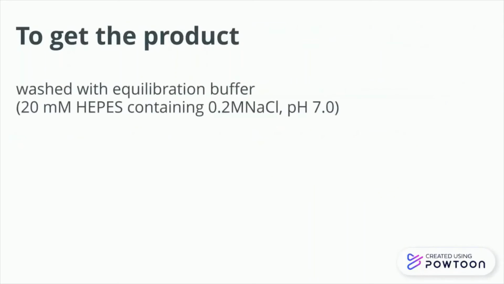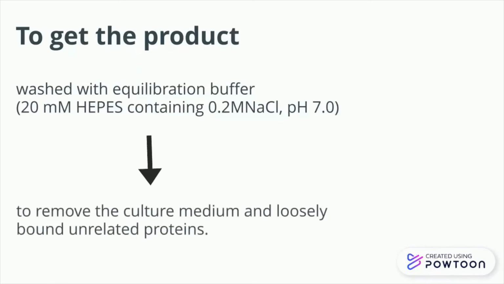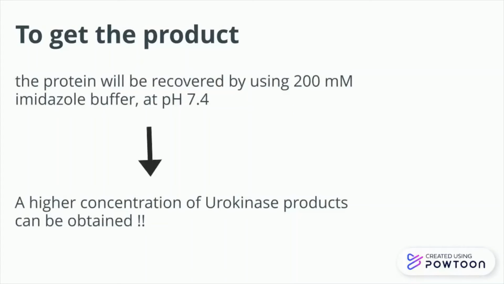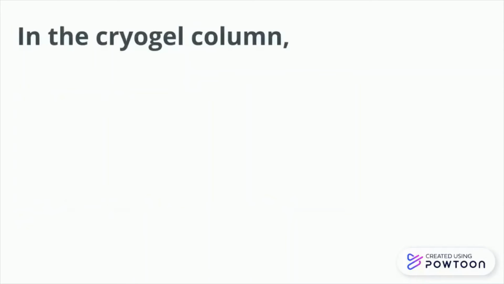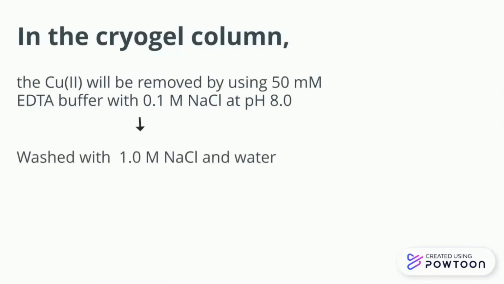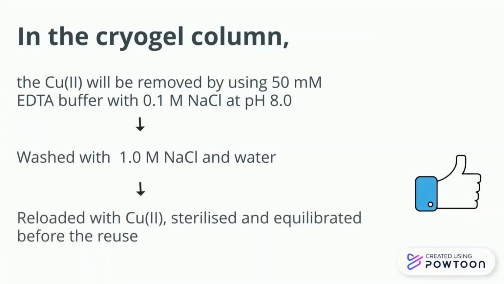After capturing the product, the column is washed with an equilibration buffer called HEPES to remove the culture medium and loosely bound unrelated proteins. After that, urokinase will be recovered by using an imidazole buffer. To clean the cryogel column, an EDTA buffer is used to remove the remaining copper. Then it is washed with sodium chloride and water. Finally, the column will be reloaded with copper, sterilized and equilibrated before using it.